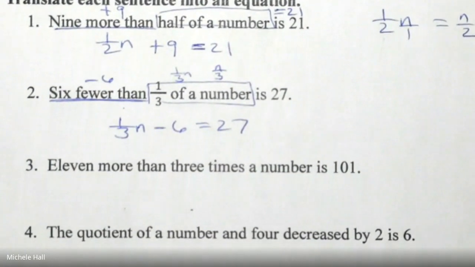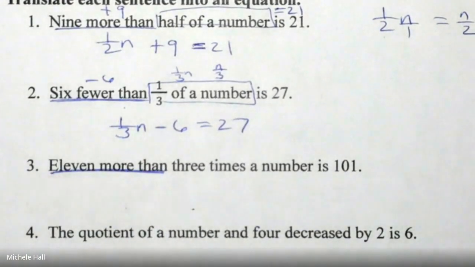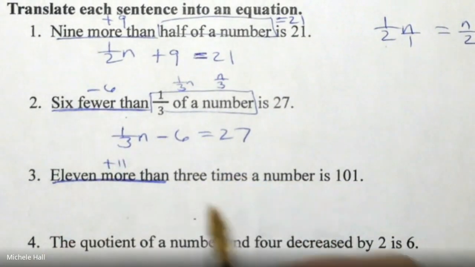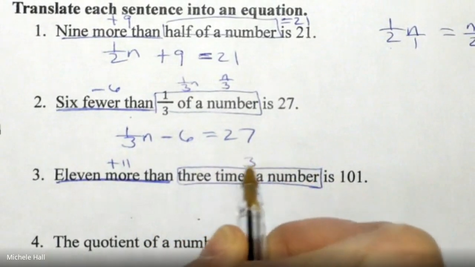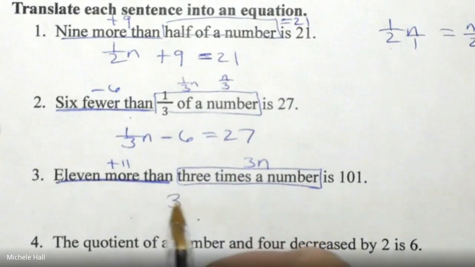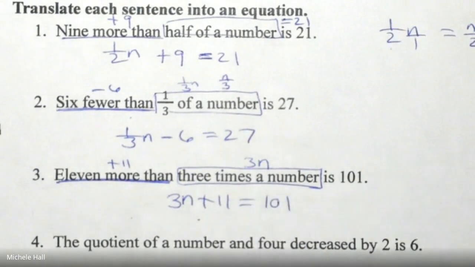Number 3, go ahead and do this one. Try number 3. You have pencils to erase if you don't get them right. 11 more than. Emily, what does 11 more than mean? Three times a number. 3 times a number is 101. So we have 3 times a number and 11 more than is 101.